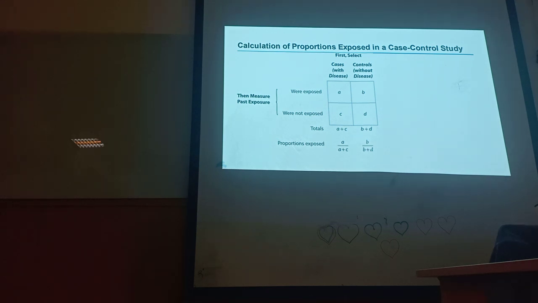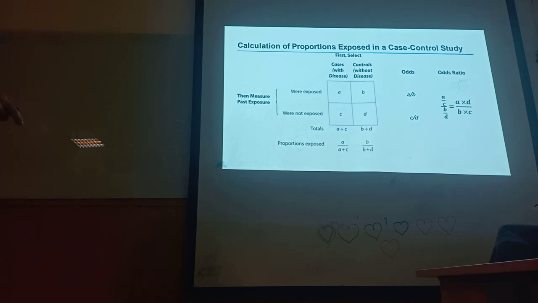So what is the odds? Probability of exposure to probability of non-exposure, which is A over A plus C divided by C over A plus C, which is A over C, because A plus C is common in both. So this is the odds of exposure in cases. What is the odds of exposure in controls?